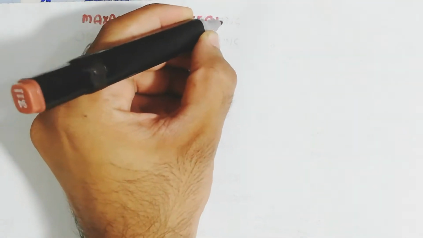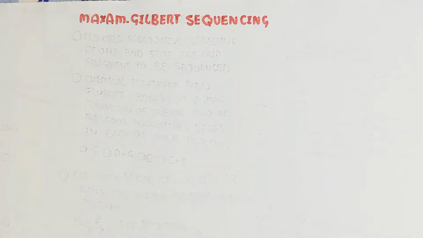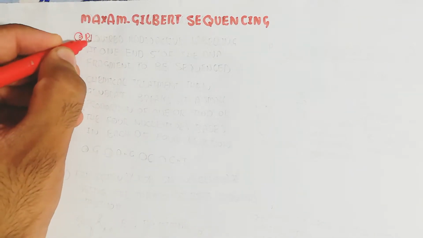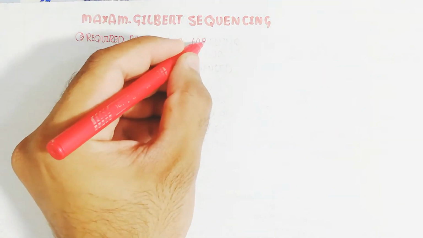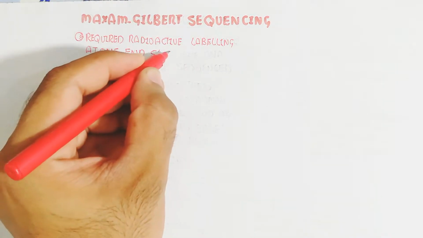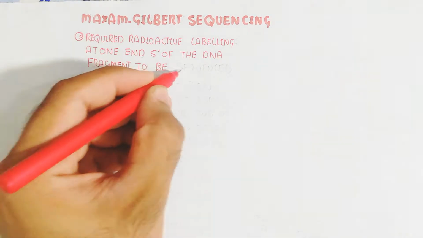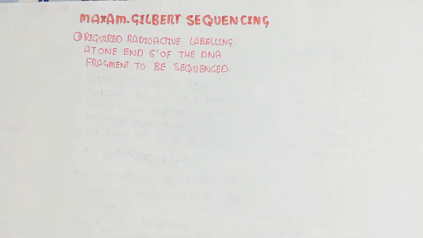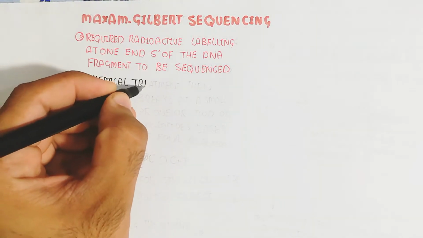Hello, in this video we will discuss the Maxam-Gilbert sequencing of DNA. Maxam-Gilbert sequencing requires radioactive labeling at one end and is used for determining the DNA sequence. So let's begin to understand. It requires radioactive labeling at the 5' end of the DNA fragment to be sequenced. Radioactive labeling is very important in this mechanism.